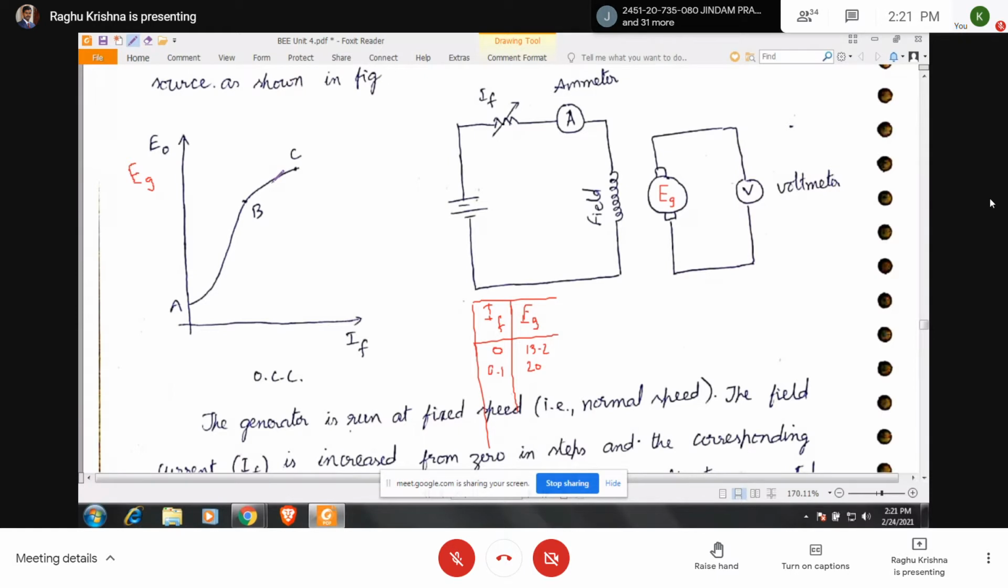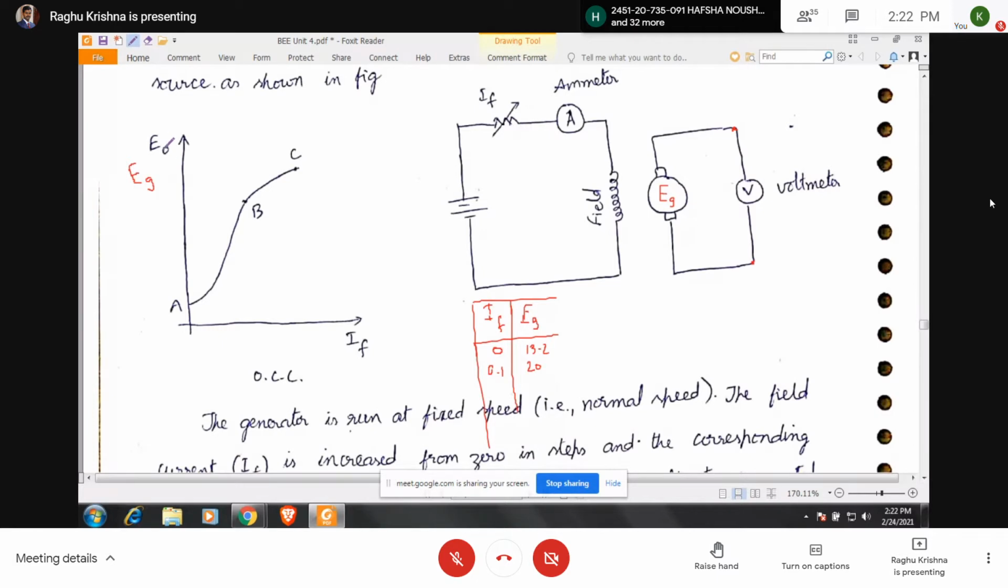Why is it called open circuit? See here, we are not connecting any load here. We have just connected a voltmeter. Connecting a voltmeter is nothing but open circuiting. We are just finding the voltage across these two terminals. So generally it is the open circuit voltage. That's why we call it E naught.